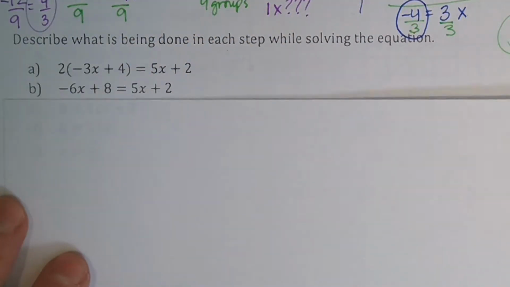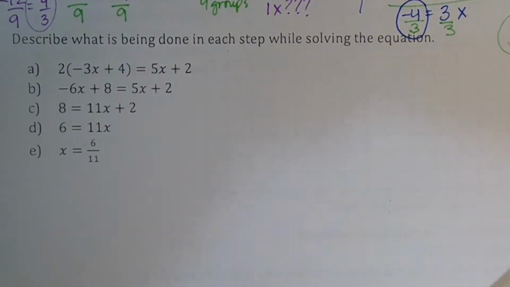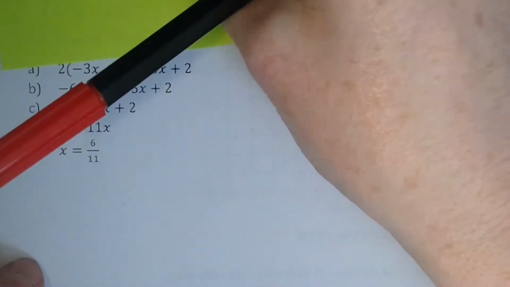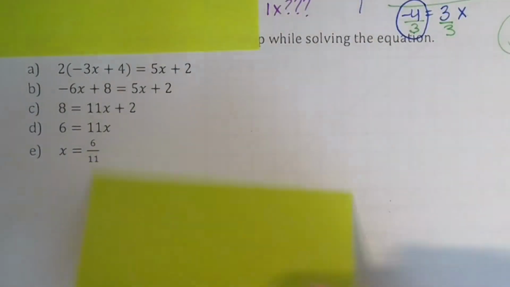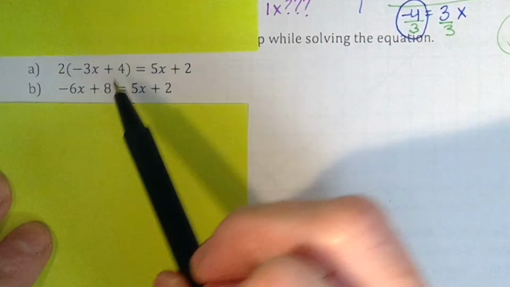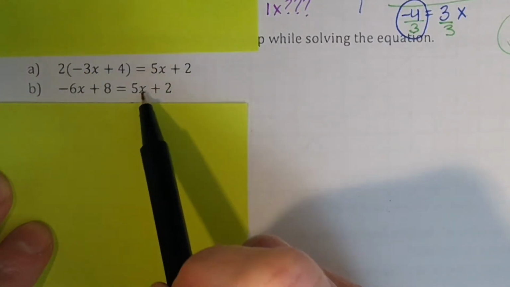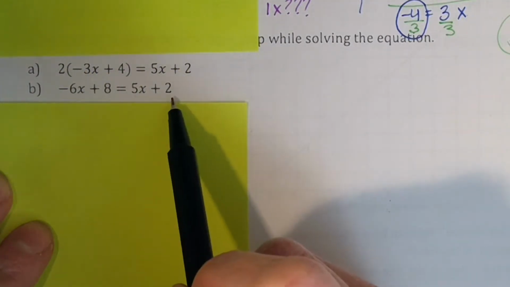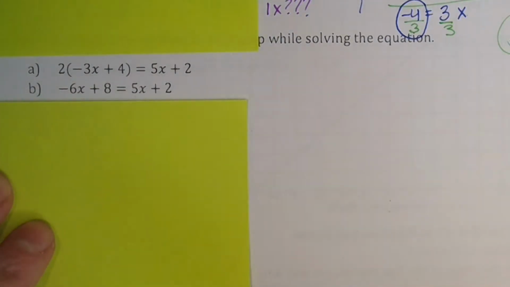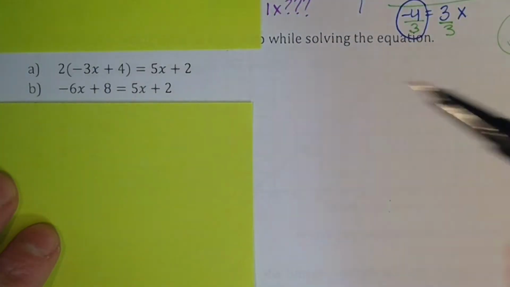Let me cover these up here. So from the first line to the second line, we get something different. The right side, or excuse me, the left side did change. The right side did not. So we know this is going to be something simplified. Now remember, we're not checking for correctness, we're just describing what happened.